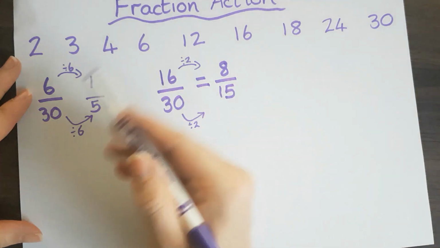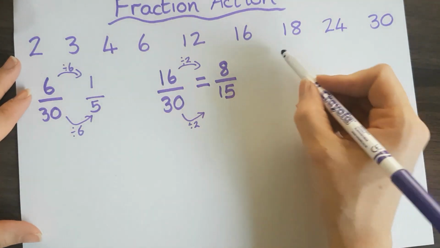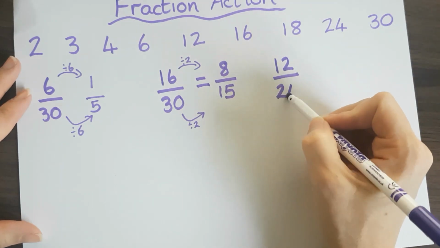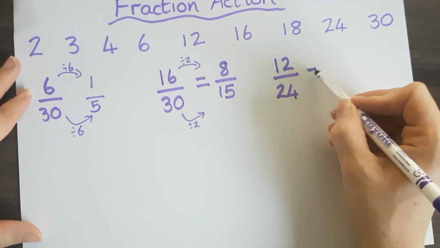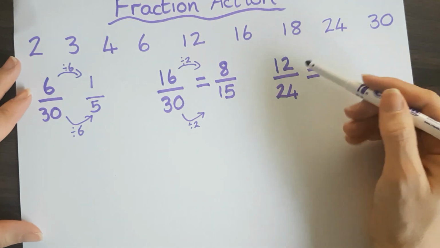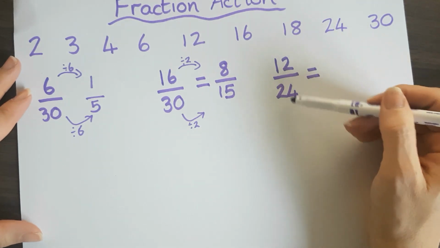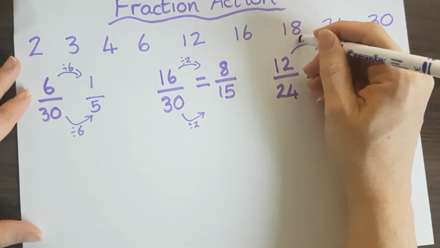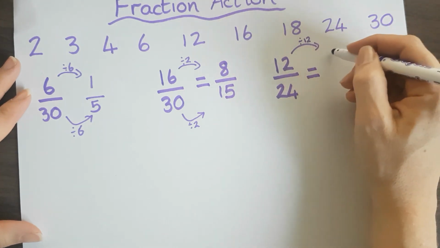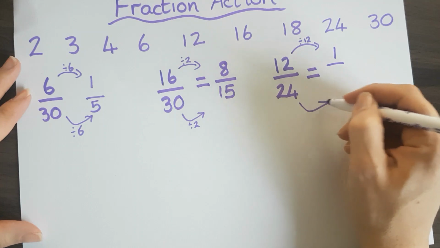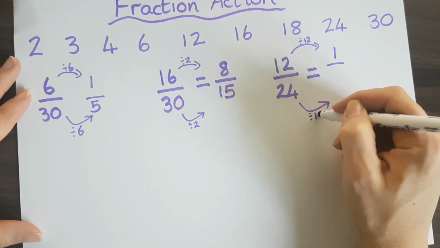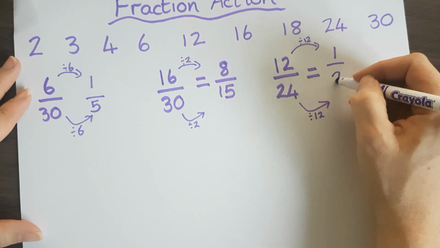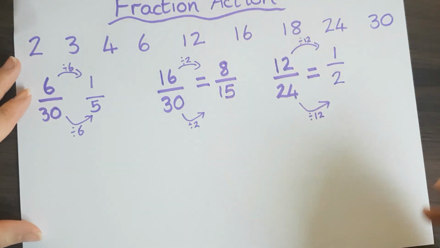You do another one. Perhaps 12 over 24. Now, if you know your doubles, then you'll know that 24 is double 12. So you can divide the top and the bottom by 12. You always have to do the same thing to the top and the bottom. So 12 over 24 is the same as a half.